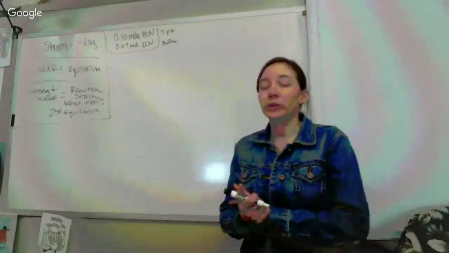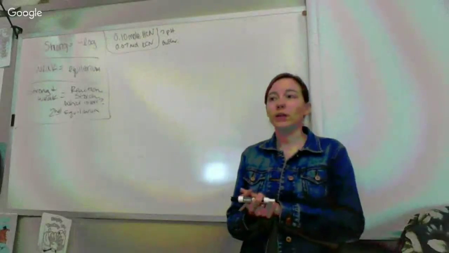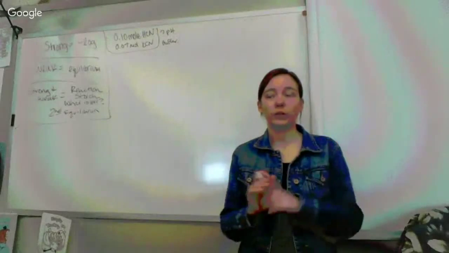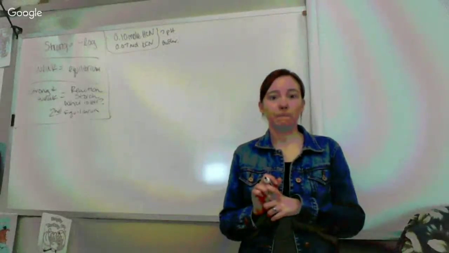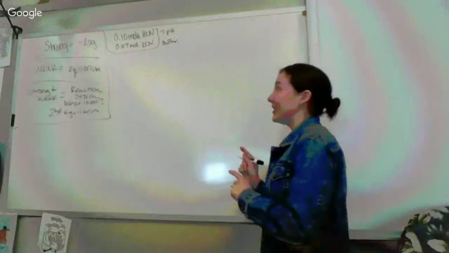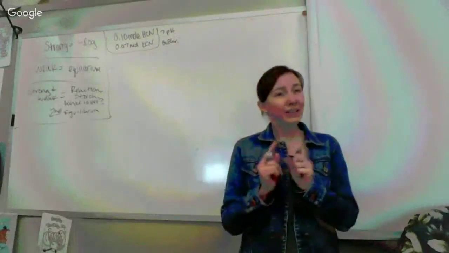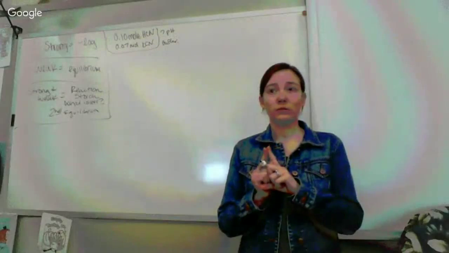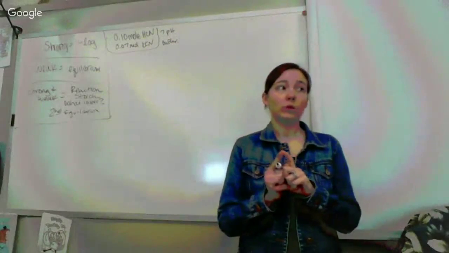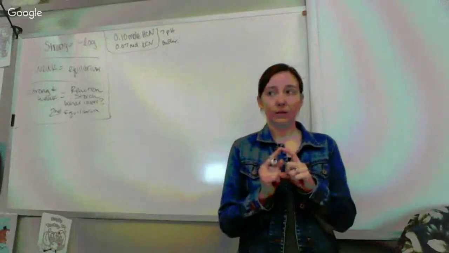Okay, so the first thing we're going to do is we need to write an equation. Every single time, start with writing your equation. So what things are involved here? HCN and KCN, right? Are these guys going to form a reaction together? No. How do I know they're not going to react together?